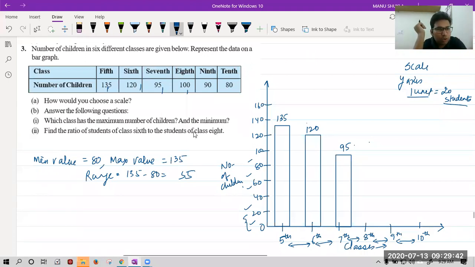But sir, the lines are only 5. Lines must be 10, beta. In the graph paper, there are 10 lines in between 2. You can take 10 lines. Okay, that will help you.